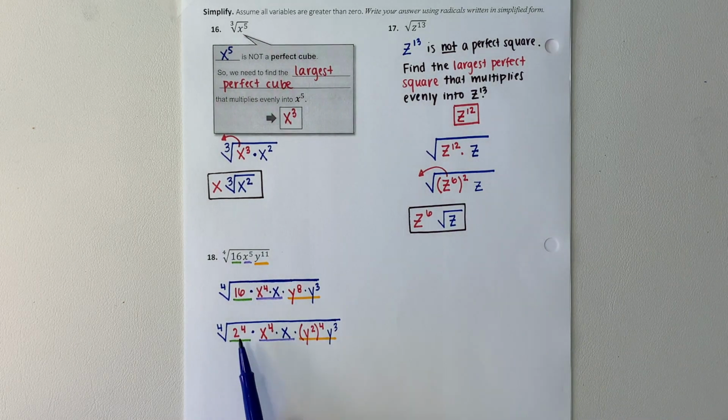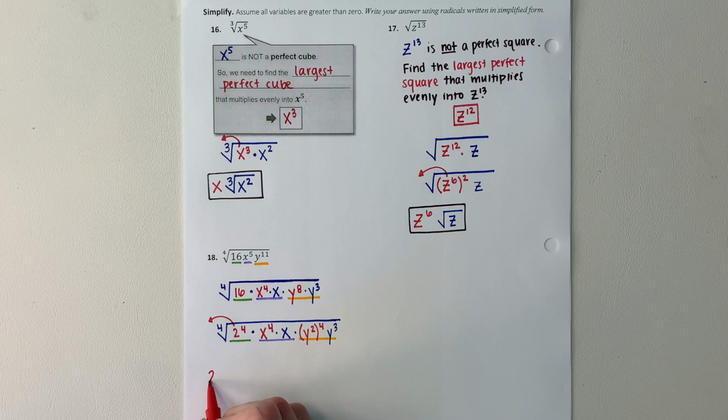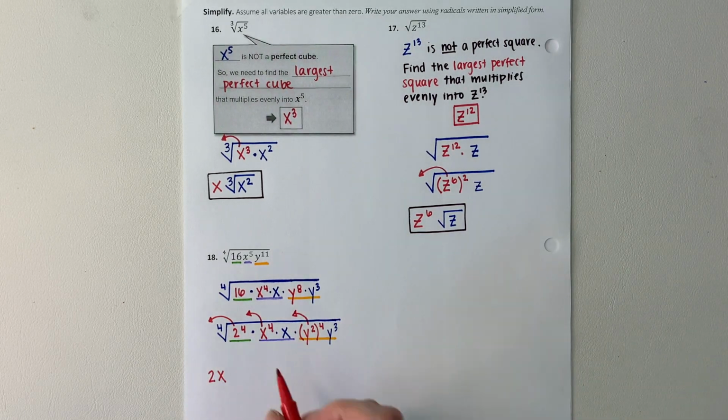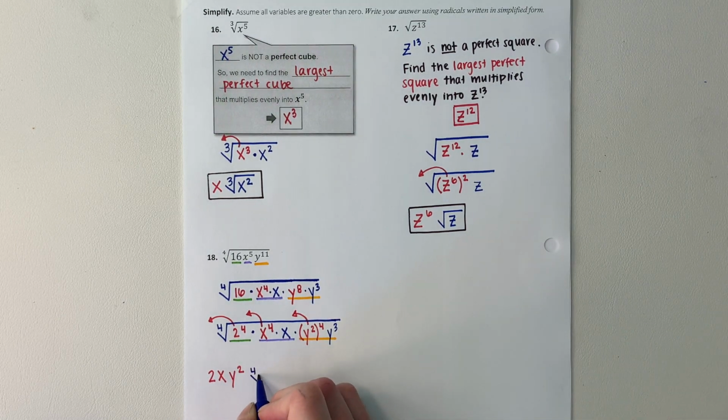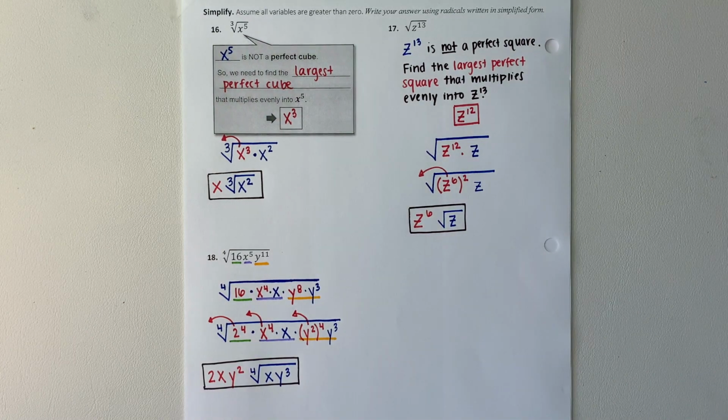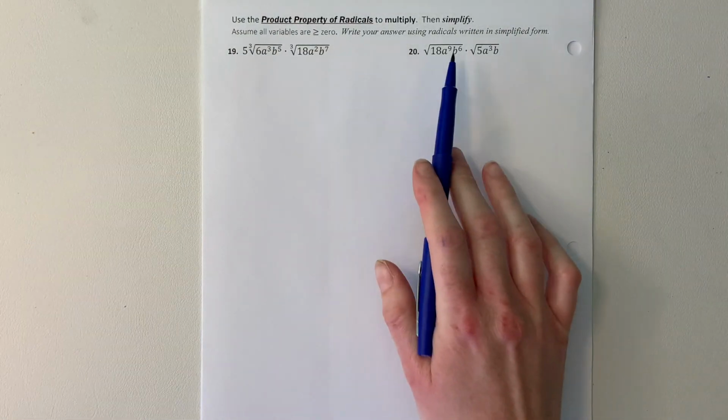Now, anything underneath the radical that has a 4 for an exponent can be pulled out of the radical. So let's pull the 2 out of the radical, and we'll pull this x out of the radical, and we'll pull this y squared out of the radical. All that we're left with underneath the 4th root is x and y cubed. Let's take a look at these next two examples.